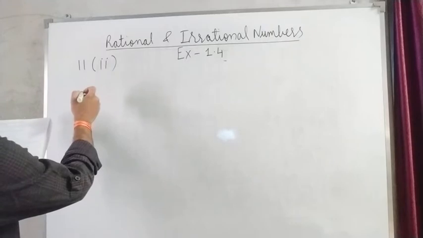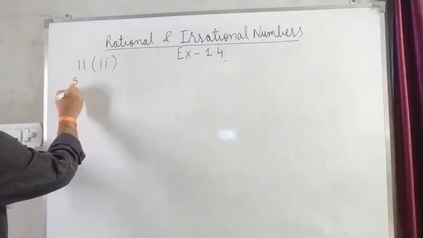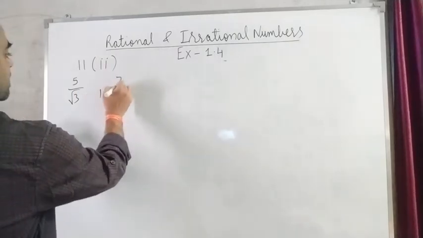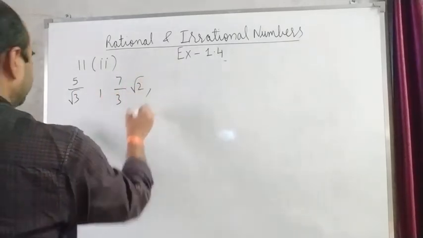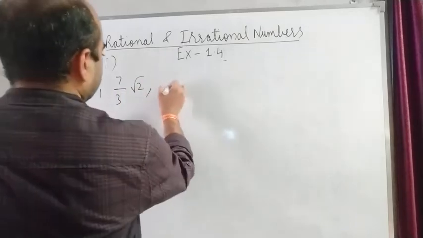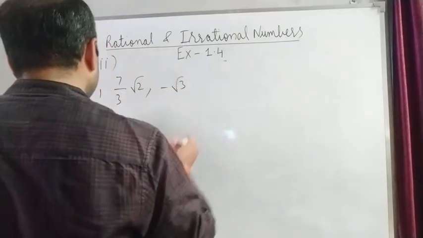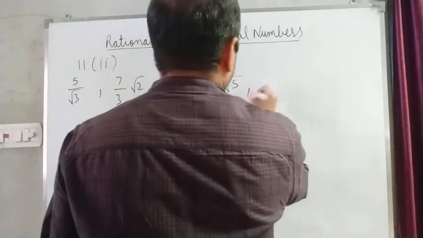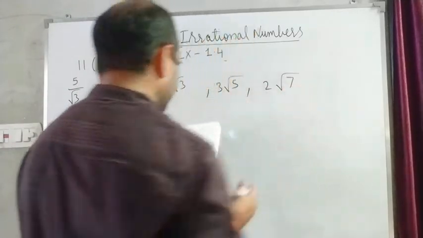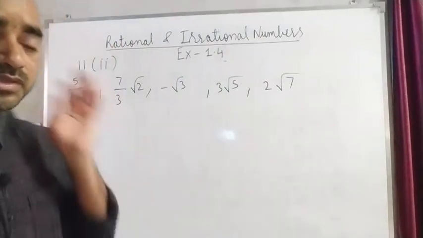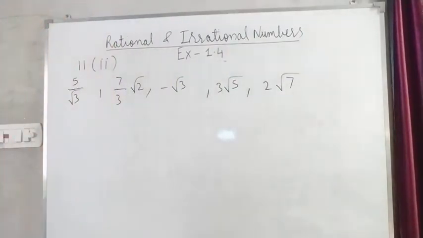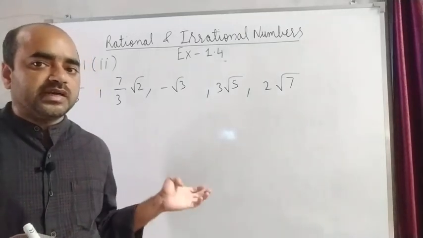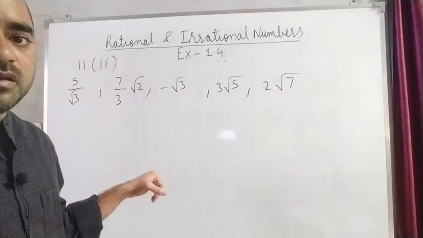So second part is, first number is 5 upon root 3, 7 upon 3 root 2, minus root 3, 3 root 5, 2 root 7. So these are the numbers. Okay. Again same procedure: descending, ascending, greatest, smallest. First we have to write all the numbers in single radical form.